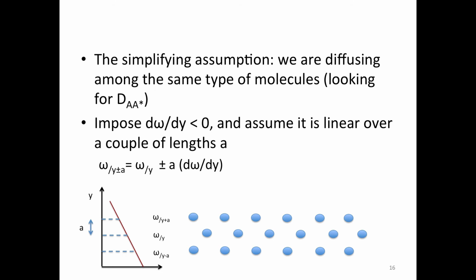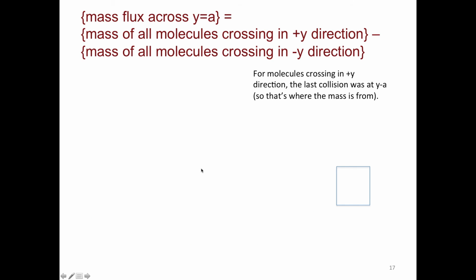And locally, I will look at that linearized profile at steady state, given as this. So this is my concentration at position y minus a, concentration at position y, and concentration at position y plus a. As a linearized profile, I can refer to omega at y minus a as omega at this position minus the distance a times d omega dy.